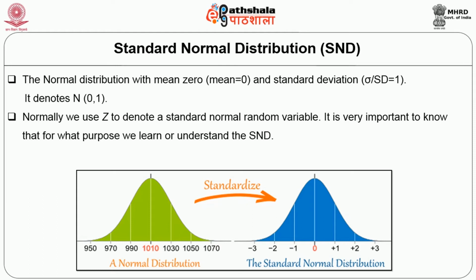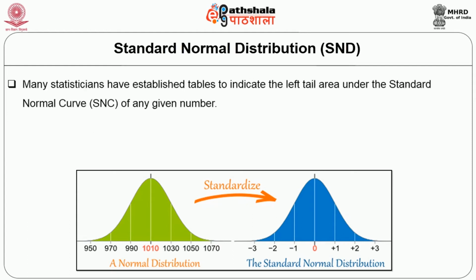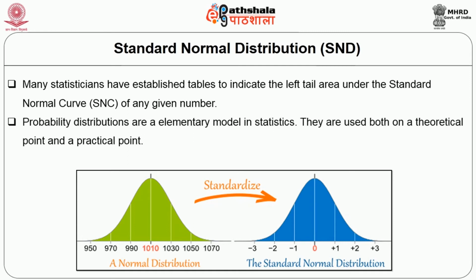It is very important to know that, for whatever purpose we learn or understand, the standard normal distribution is very important. To calculate the area under the normal curve, either numerically or geometrically, many statisticians have established tables to indicate the left tail area and the right tail area under the standard normal curve for any given number. Here the probability distributions are an elementary model in statistics. They are used from both a theoretical point of view as well as a practical point of view. This is all about the standard normal case.